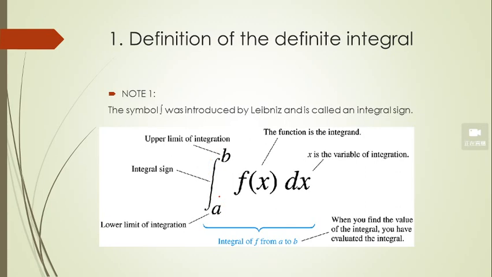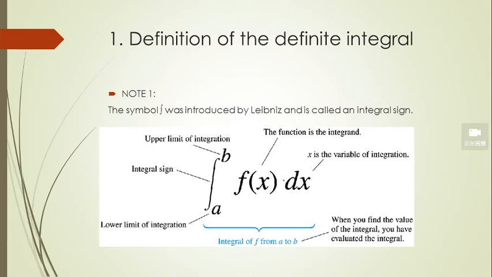And what are a and b? They are the interval endpoints, right? So a is called the lower limit of integration, the smaller value, and b is the upper limit of integration. What does f(x) mean? f(x) is the integrand, which means we are interested in the area under the function curve f(x).